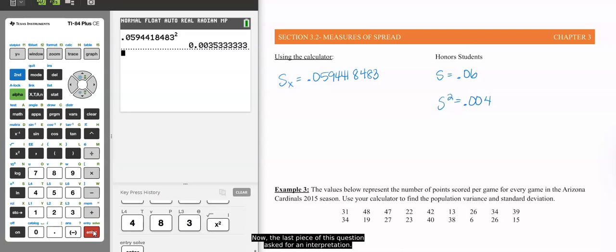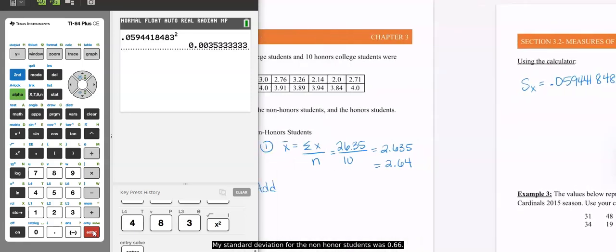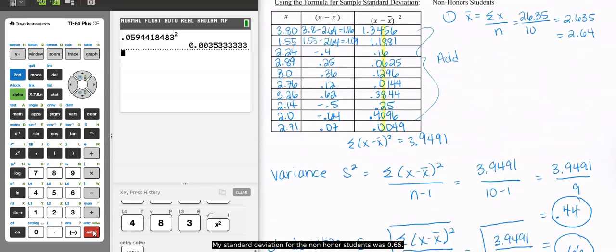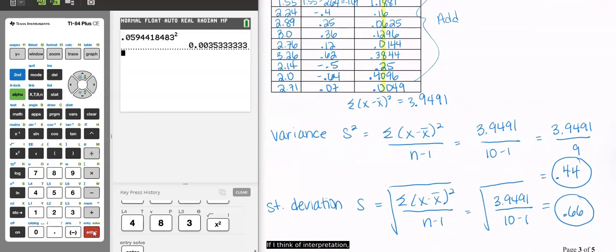Now the last piece of this question asks for an interpretation. So we're going to look at our standard deviations. My standard deviation for the honor students is 0.06, which is fairly small. My standard deviation for the non-honor students was 0.66. So if I think of interpretation, we would say that the GPAs for the honor students are more consistent. They're closer clustered together. As with the non-honors, there is more spread, they're more spread out. Now, if we had the mean, we could then also talk about what's happening at the center. But if we're just looking at the standard deviation, the larger the standard deviation, the more spread out the data is going to be.